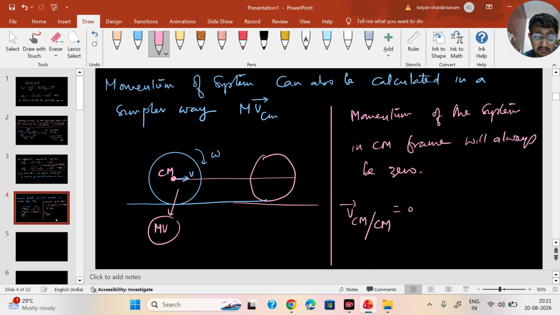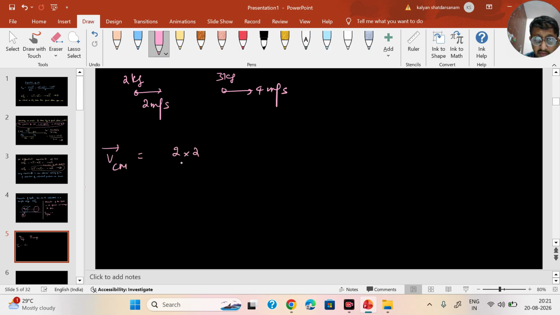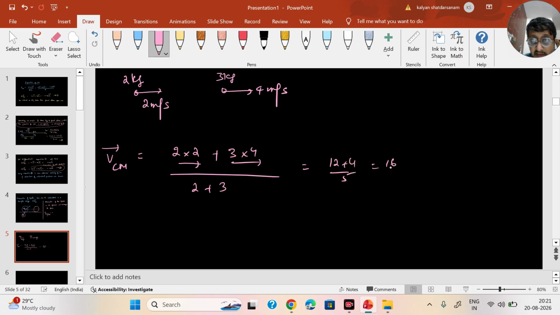If you are not convinced with this argument, let's do an example. Suppose I have a 2 kg particle going with 2 meters per second to the right. I have a 3 kg particle going with 4 meters per second to the right. Let's find the velocity of center of mass first. Velocity of center of mass is m1 v1, 2 into 2 to the right. Momentum is a vector, so you have to take direction into account. m1 v1 plus m2 v2, 3 into 4 to the right, by m1 plus m2, which becomes 12 plus 4 by 5, which is 16 by 5 to the right.